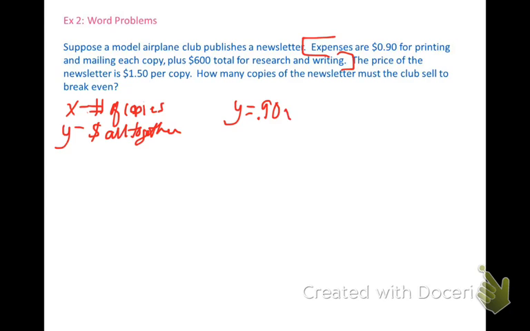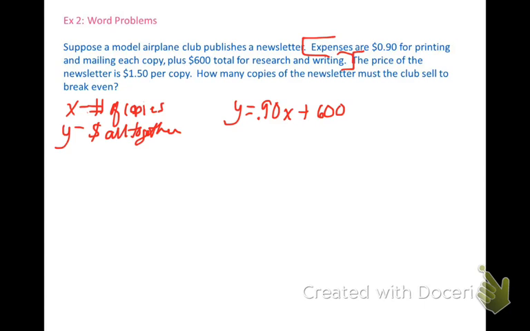0.90 cents per copy, that's X, plus the $600 for research. Okay, that's how they want to do it. We can live with it. We can do it, you guys. Let them do the money.